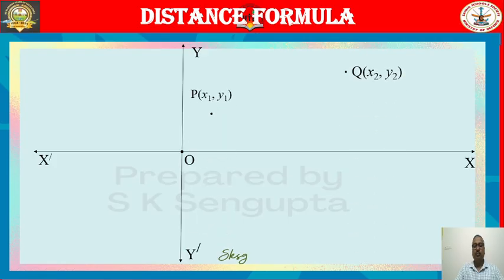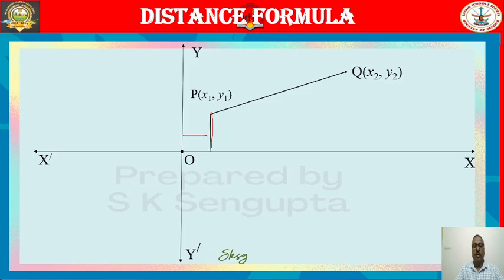Now our main topic is to derive the distance formula between any two points. Here P and Q are two points whose coordinates are taken. This is P (x1, y1) and Q (x2, y2). If the coordinate of P is (x1, y1), that means the distance from the y-axis is x1 and the distance from the x-axis is y1. This is the line segment PQ. We have to find the distance between P and Q.